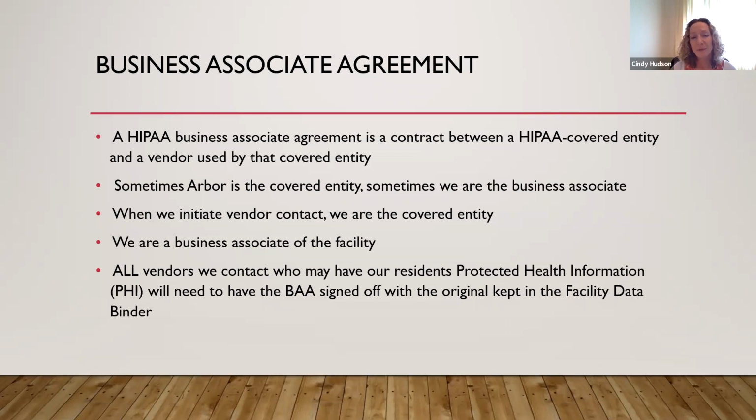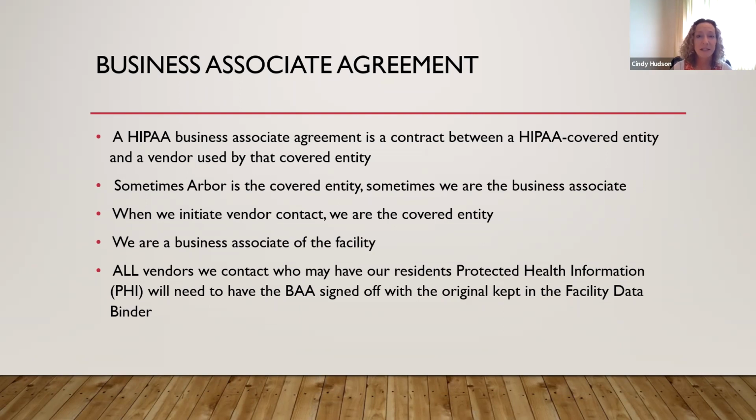Another new policy is for our business associate agreements. And so a HIPAA business associate agreement is a contract between a HIPAA covered entity and a vendor used by that covered entity. So sometimes Arbor is going to be the covered entity and sometimes we're going to be the business associate. When we initiate vendor contact, we are the covered entity. When we call up ABC Wheelchair Company, we're initiating that relationship. We're the covered entity.